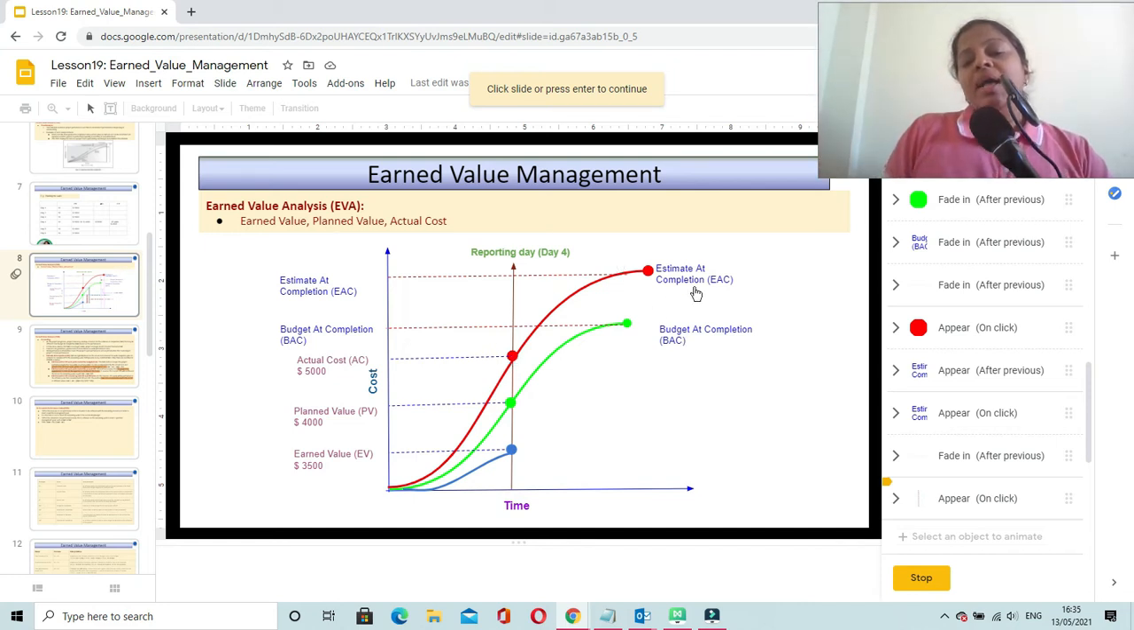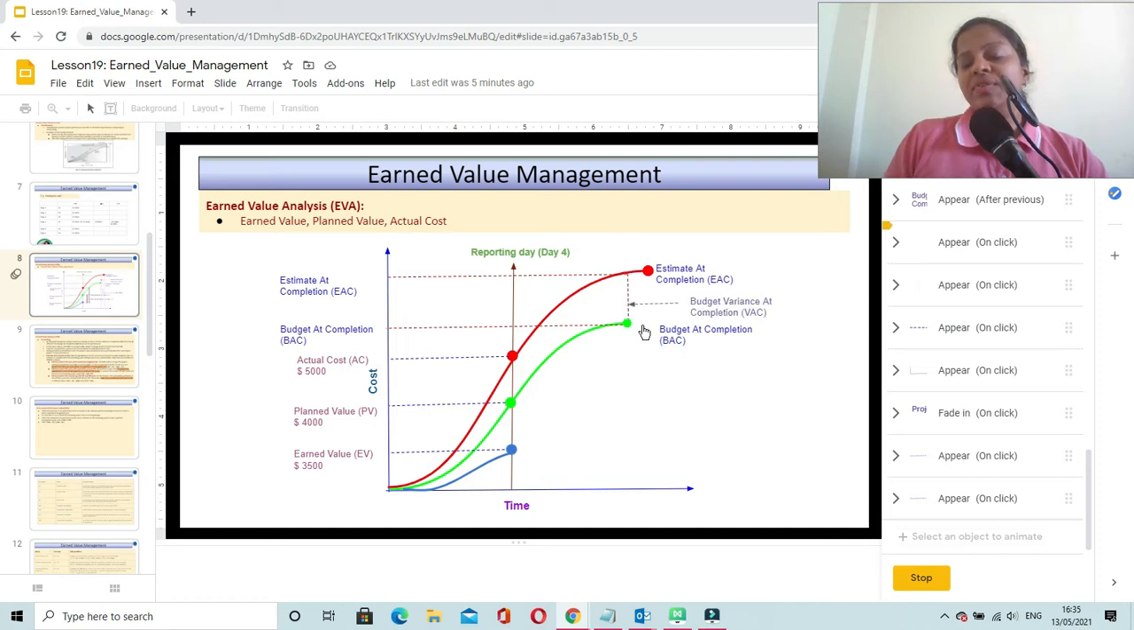Yeah, so this is the estimate at completion and this is the budget at completion. Now let us understand the difference. The difference between budget at completion and estimate at completion is known as variance at completion. So if your project continues with this trend and if your project is consuming more cost than the planned cost, then your variance at completion will be some positive value. So this is the difference between estimate at completion and budget at completion.